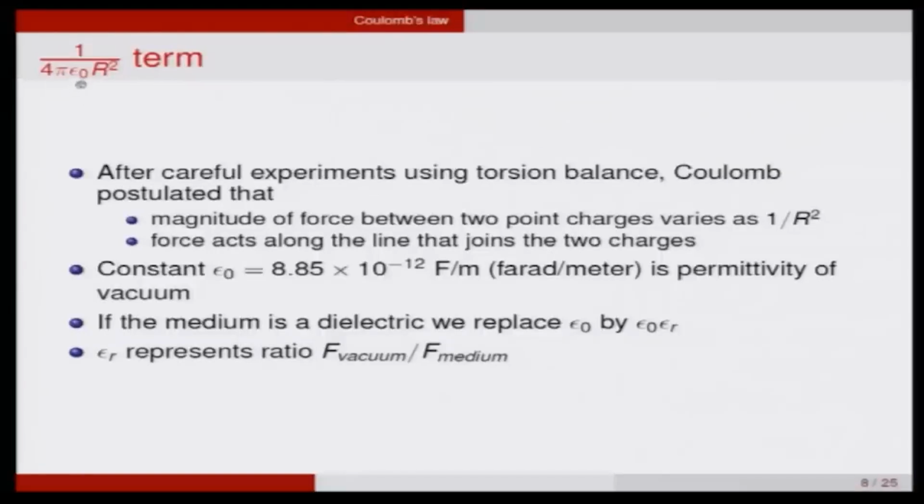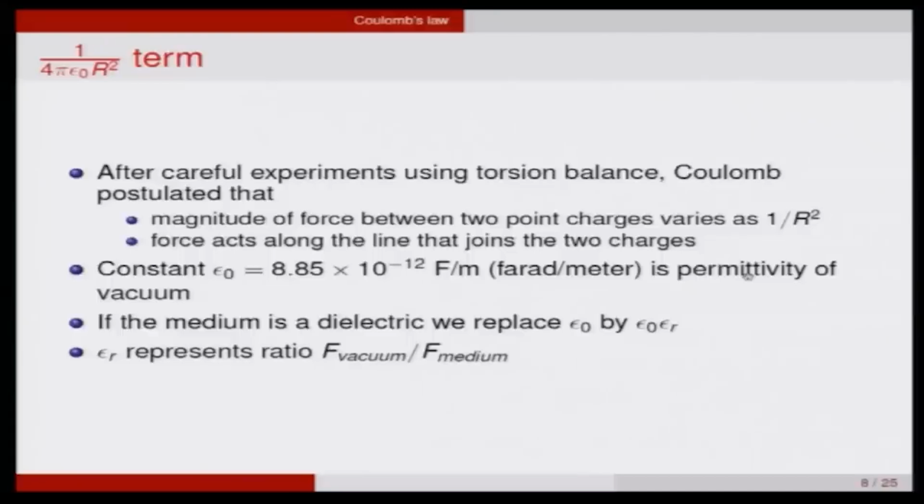This unfamiliar constant is epsilon 0 or epsilon naught. What is this epsilon 0? This is in SI units given by 8.85 into 10 to the power minus 12 farad per meter. Farad, if you remember, is the way in which we define or measure capacitances. So, you might suspect that epsilon 0 has something to do with capacitance, and you will be right, and this is known as the permittivity of vacuum.